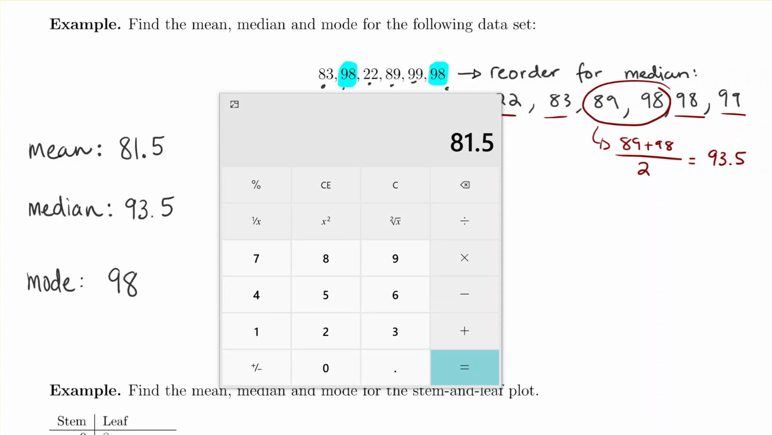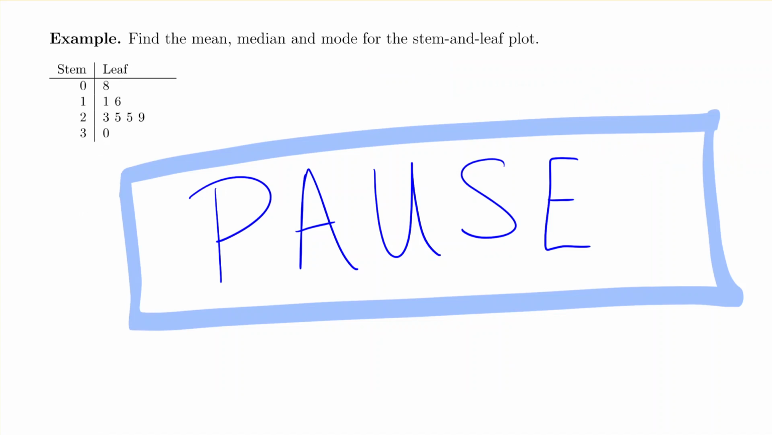So with that, we found our mean, median, and mode. The next problem has the exact same idea, mean, median, and mode. However, it just introduces a slightly different notation because we're using a stem and leaf plot. So as always, if you would pause the video now, attempt it on your own, unpause to check your work.